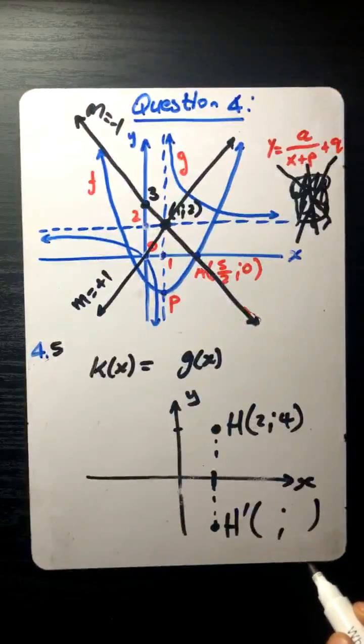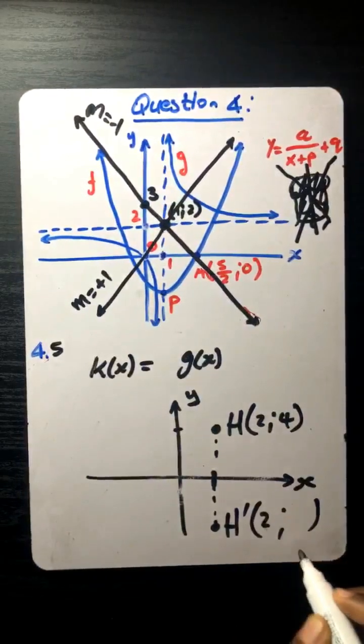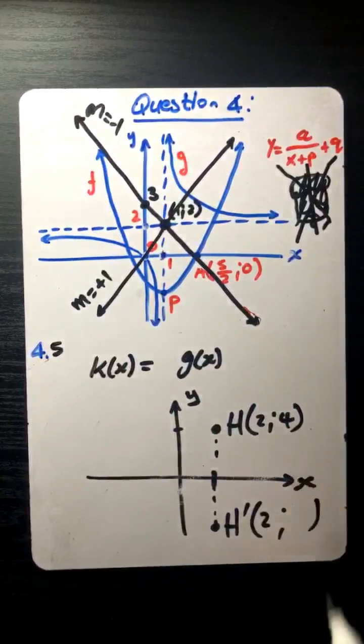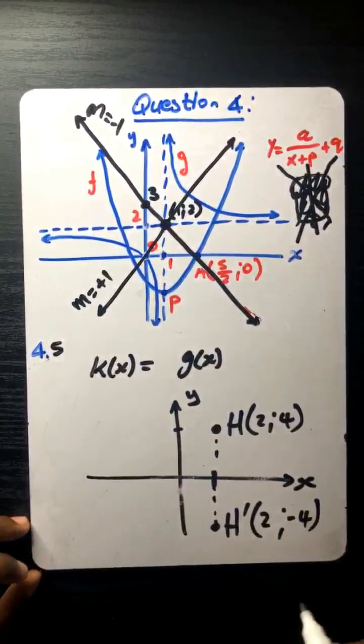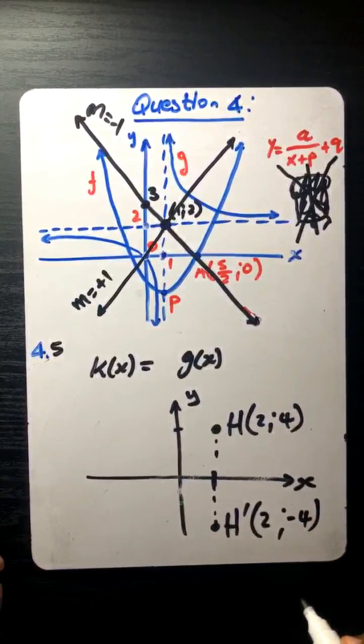The x value is still the same, but the y value has changed. What has changed about the y value? It became negative. Yes, meaning we have negative 4 over there.